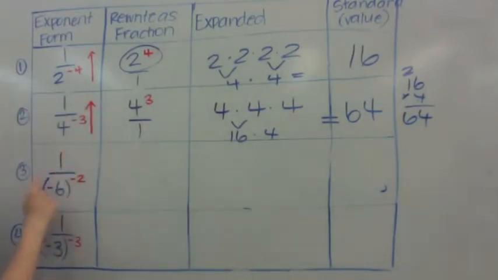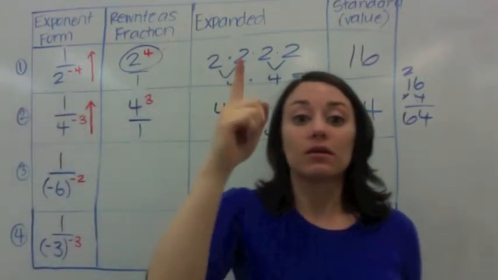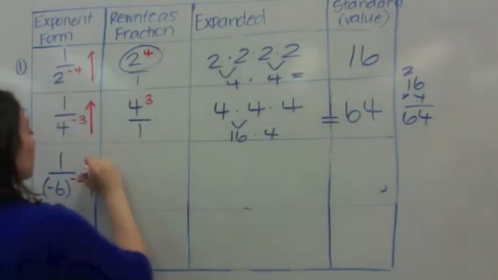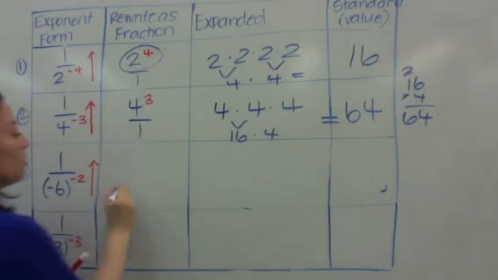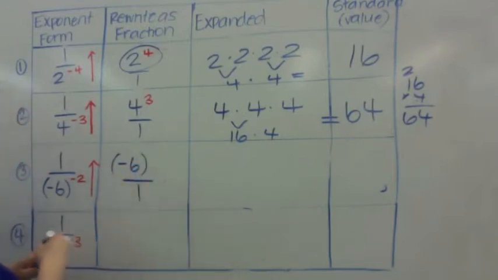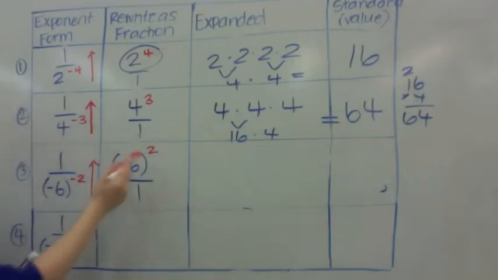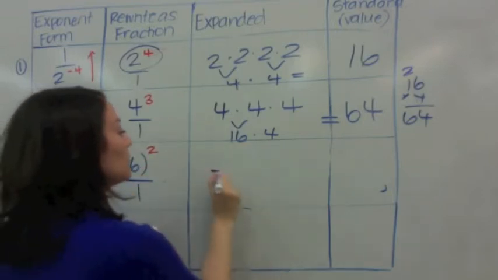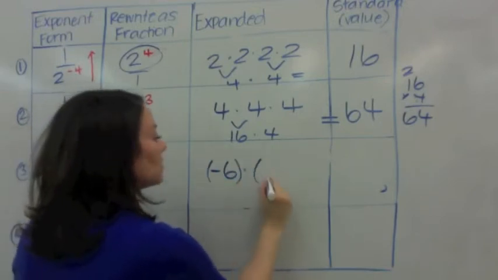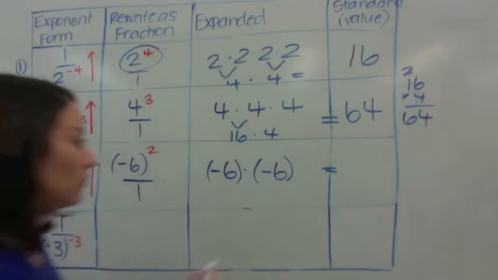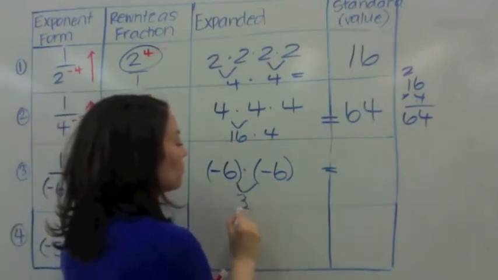Let's try some with negative bases. We have 1 over negative 6 to the power of negative 2. Negative and down, move it up. So you're going to move this up, and now you put it over 1. And it becomes negative 6 to the power of, when you move it up, it becomes positive. So it's the power of positive 2. That means negative 6 2 times. So we have negative 6 times a negative 6. Write it in parentheses, though. What is negative 6 times negative 6? Negative times negative is positive 36.